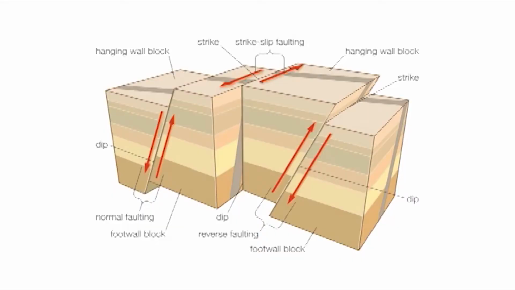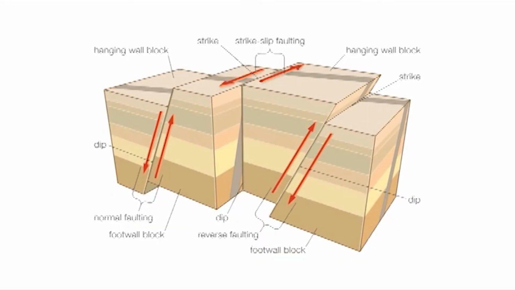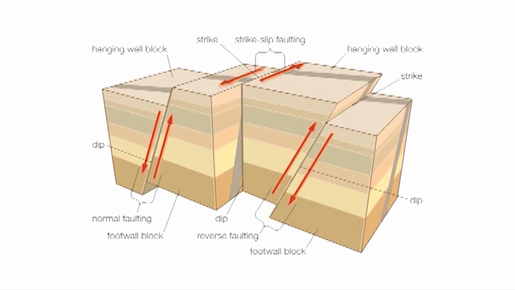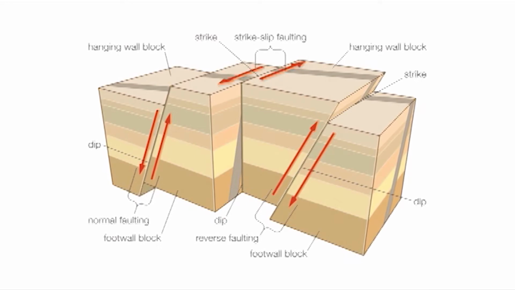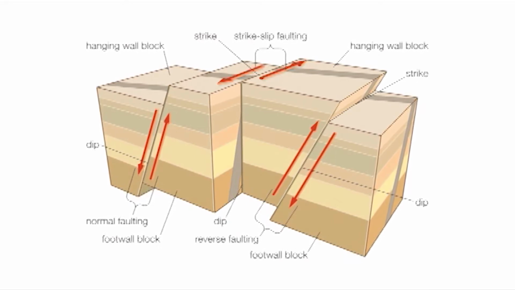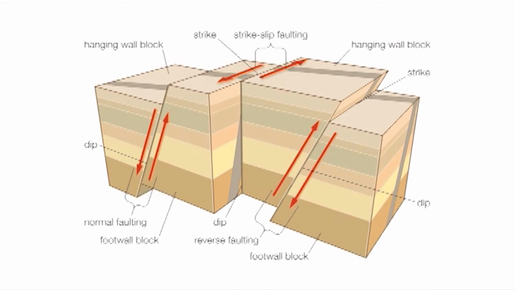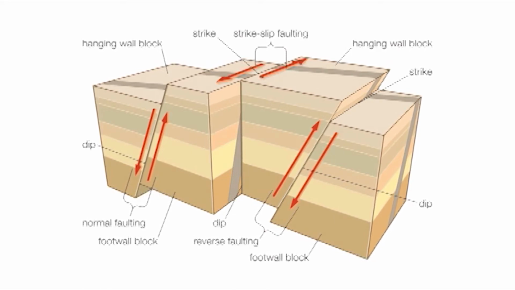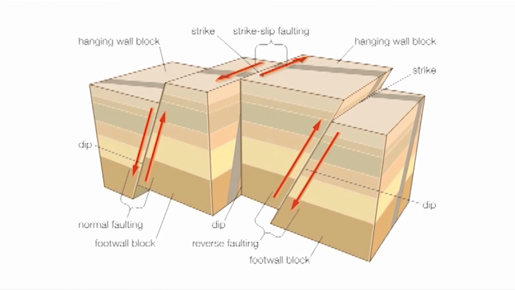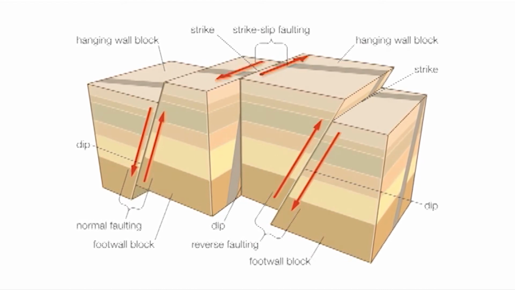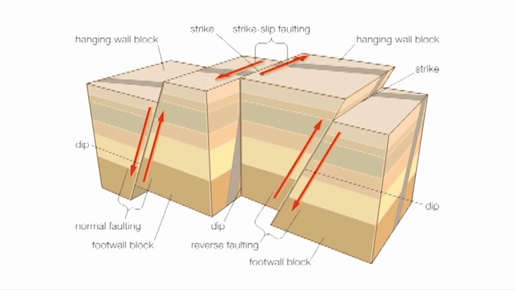Then the faulted block: the block which has moved downward along the fault plane is called the hanging wall. The block which has moved upward as compared to the other block, we will call the footwall side or the upthrow side. So, two terms are used, hanging wall and footwall. The block which moved downward is called the hanging wall, and the block which moved upward is called the footwall side.